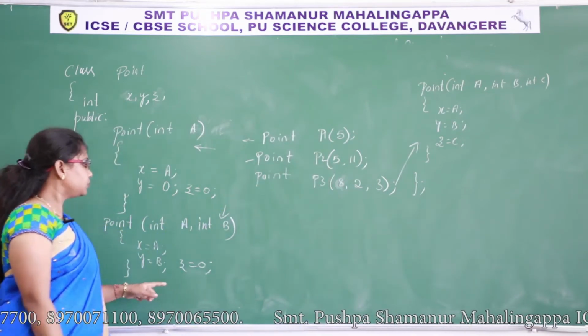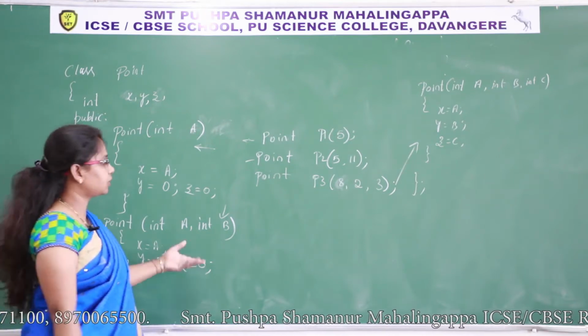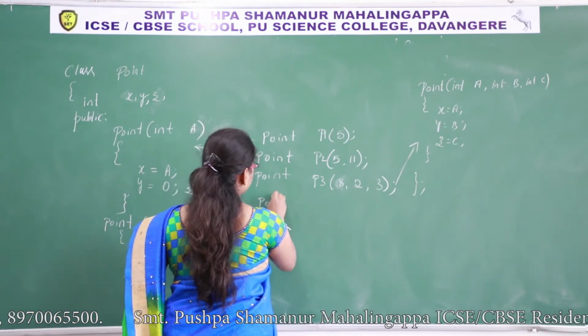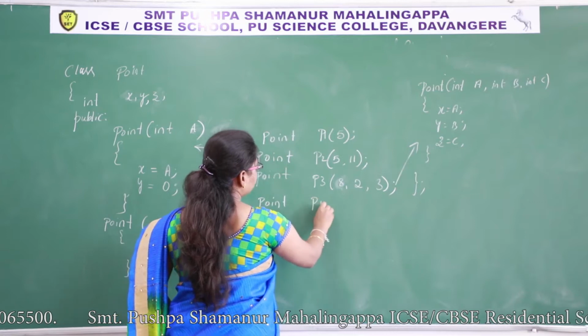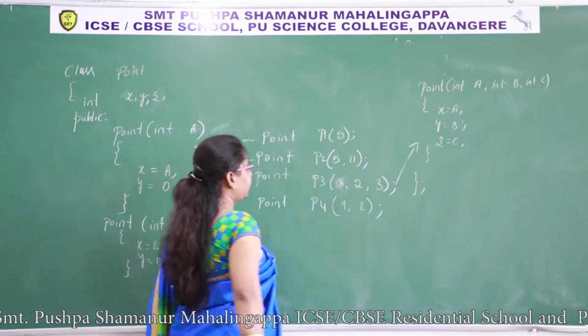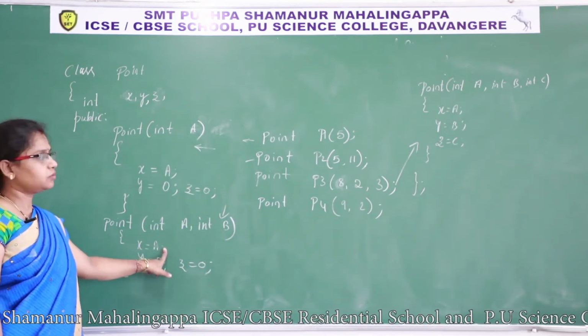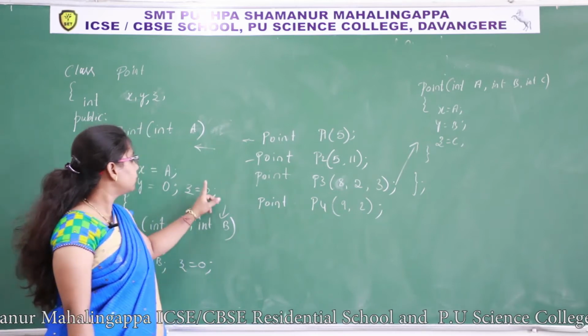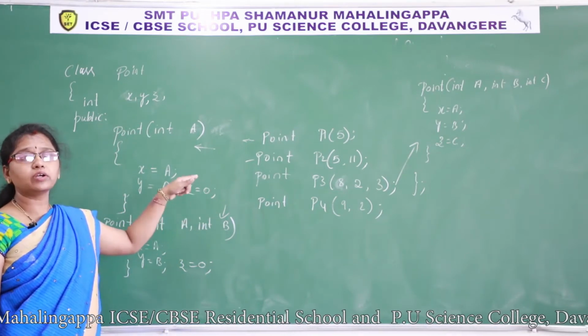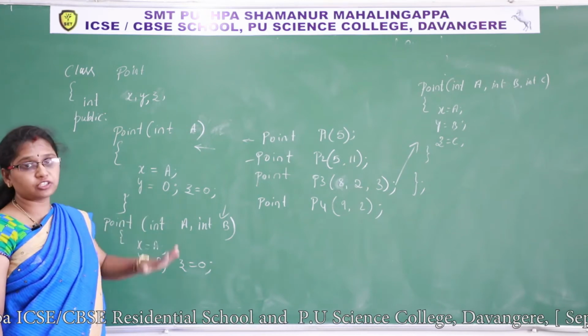Okay. So if I take another point, P4, now I'll pass 9 comma 2. Again, which constructor will execute? This constructor, the second one. So now what I am going to do, with the help of default arguments, I can reduce the number of constructor definitions.